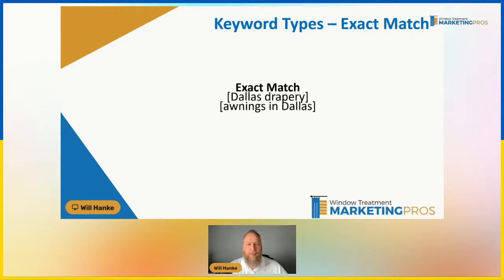And then the last type is exact match. I only want my ads to show when somebody types in these exact characters, Dallas drapery. If somebody types that in, show my ad. If they type in Dallas, Texas drapery, don't show my ad. If they type in Dallas drapery near me, don't show my ad. So exact match is what it sounds like. Just having those like that.